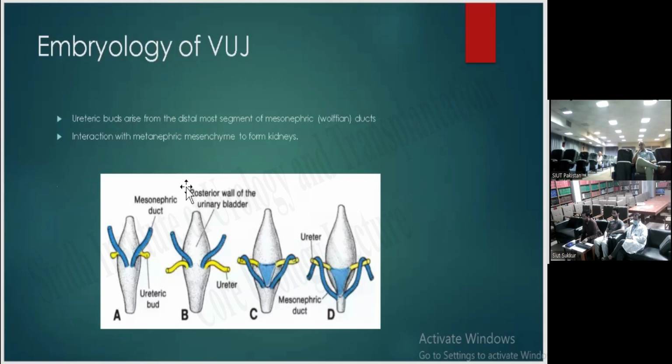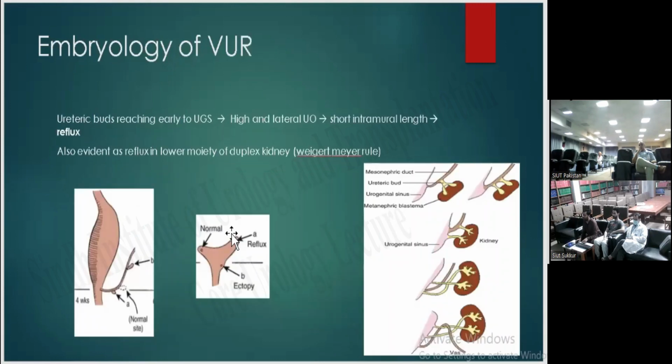Embryology of the ureter: ureteric buds arise from the distal most segment of the mesonephric ducts and interact with the metanephric mesenchyme to form kidneys. Embryology of VUR: ureteric buds reaching early to the urogenital sinus lead to a high and lateral ureteric orifice, which leads to short intramural length and causes reflux.